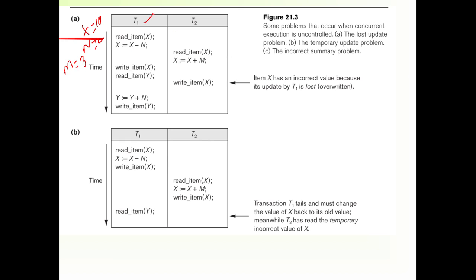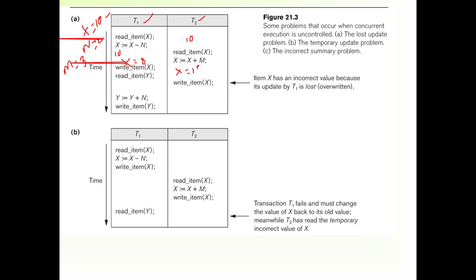N value is 2 and M value is 3 here. T1 wants to subtract 2 from the X value, and the T2 transaction wants to update the X value by adding 3. So both will send a request to access the X value. At present, what is the X value? It is 10. So here it is 10, and for this one it also sees 10. If I execute T1 first, then what happens? X becomes 10 minus 2, which is 8.